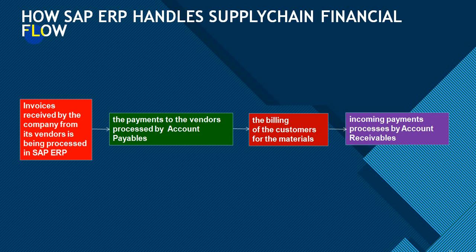Alright, so the payments to the vendors are processed by accounts payable, then the billing of the customers for the materials. So you supply the customer, you also have to send a bill, an invoice to the customer. Alright, billing the customer for the items that were delivered to the customer. Okay, then incoming payment is processed by accounts receivable. So these are some of the accounting impacts that are captured within the supply chain. Okay, and there are more than this. This is just an overview, but there are more than this. So you see that the SAP ERP system is able to capture all these things, and you have a system that provides for you a strong source of truth.